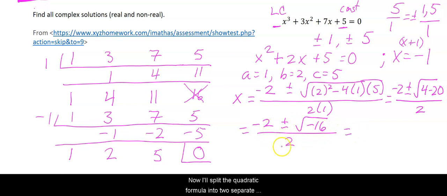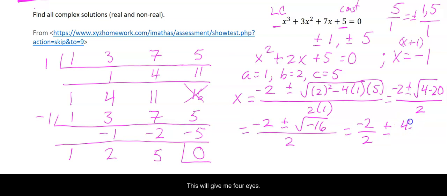Now I'll split the quadratic formula into two separate fractions to be sure I reduce correctly. This will give me 4i divided by 2. This gives me -1 plus or minus 2i. How many solutions did we find?